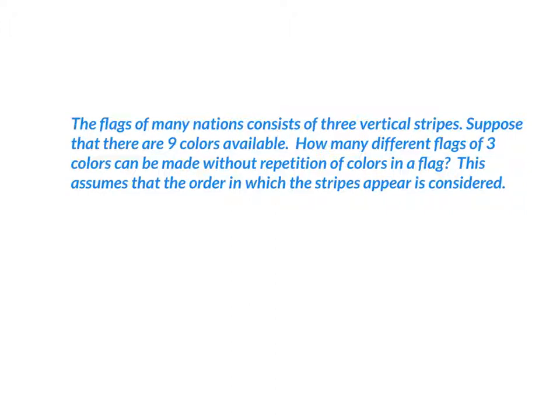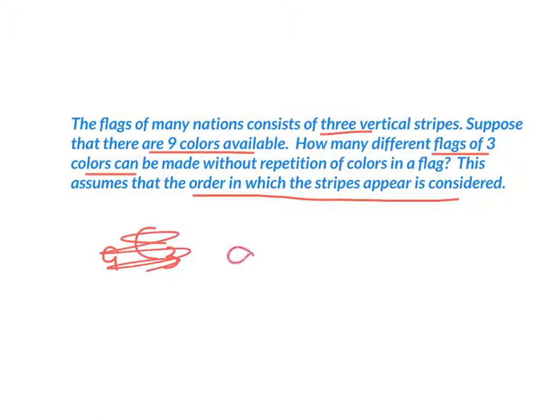This says the flags of any nation consist of 3 vertical stripes. Suppose there are 9 colors available. How many different flags of 3 can be made without repetition of colors? This assumes that the order in which the stripes appear is considered. So the order matters, and I have 9 total colors available. I can only pick 3 of them. I don't know why I put C, 9, I think for color. I can only pick 3 of them, so I'm going to do 9P3, or how many permutations of 3 objects out of 9.